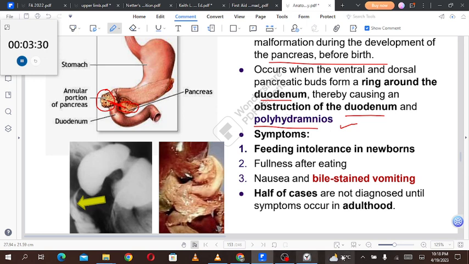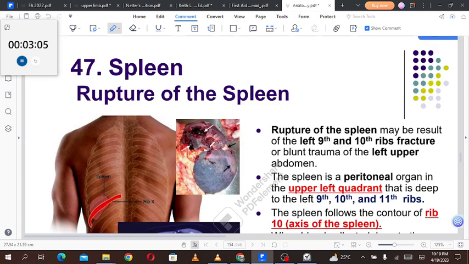Symptoms are feeding intolerance in the newborns because the food cannot pass through this segment, fullness after eating, nausea, and bile stained vomiting, because it is in the second part, so it is after the opening of the bile duct. The bile duct opening is there and the obstruction is distal to that, so there will be bile stained vomiting. Half of the cases are not diagnosed until the symptoms occur in adulthood.